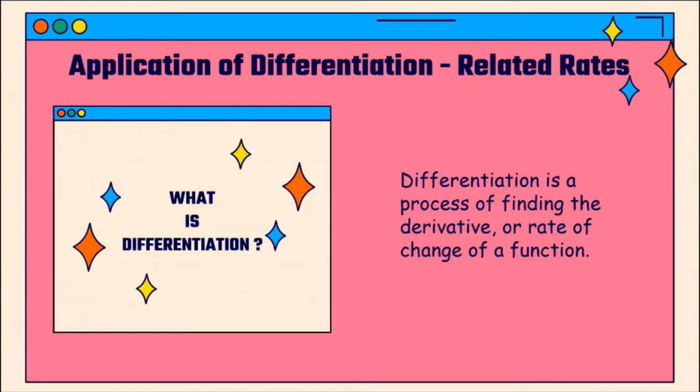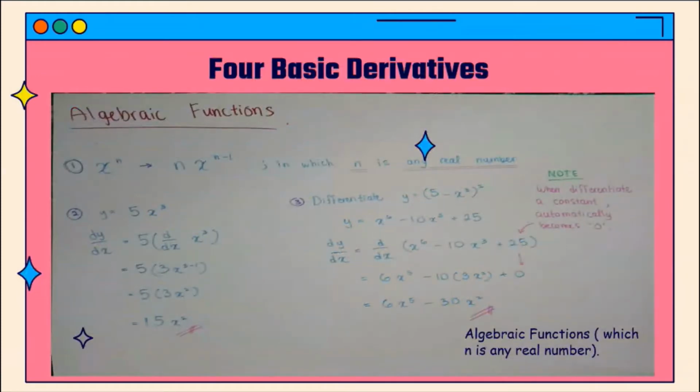Before we get into application of differentiation more, let me explain to you what is differentiation. Differentiation is a process of finding the derivative or rate of change of a function. There are 4 basic derivatives. The first one is algebraic functions. Algebraic function is a function that can be written using a finite number of the basic operations of arithmetic, addition, multiplication, and exponentiation. In order to take the derivative of this function, we will need to use the power rule.